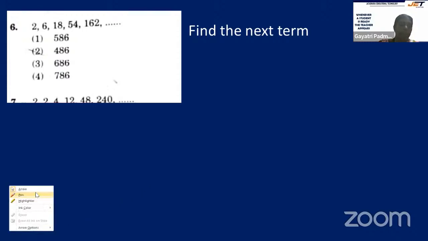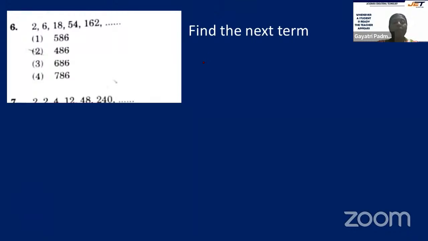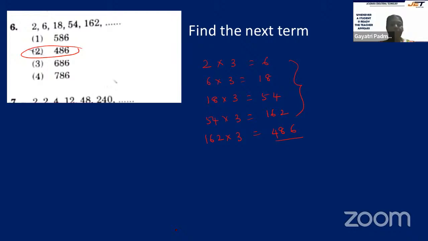All right. See here. The first number you have 2. If you multiply by 3, you get 6. Right? So the next number is 6. If you multiply by 3, you get 18. Your next number is 18. If you multiply by 3, you get 54. Right? Next 54, if you multiply by 3, you get 162. Perfect. So the same way we can follow 162 multiplied by 3 would give us 486, isn't it? So option 2 must be the correct answer.